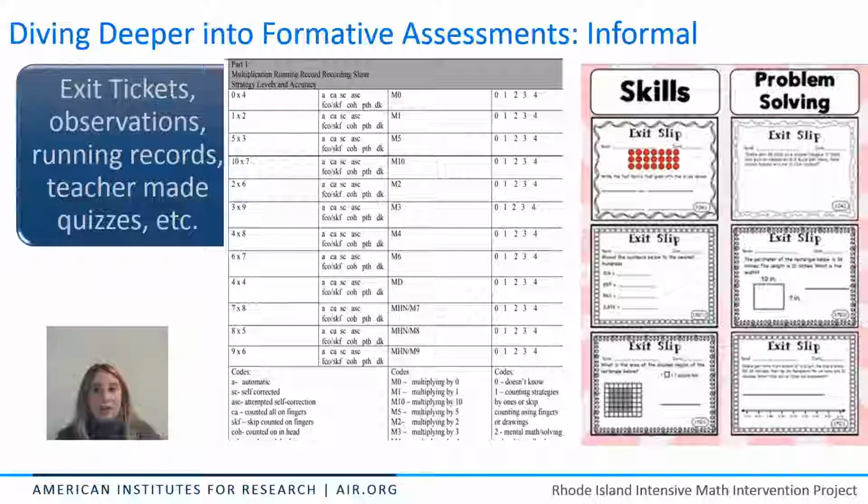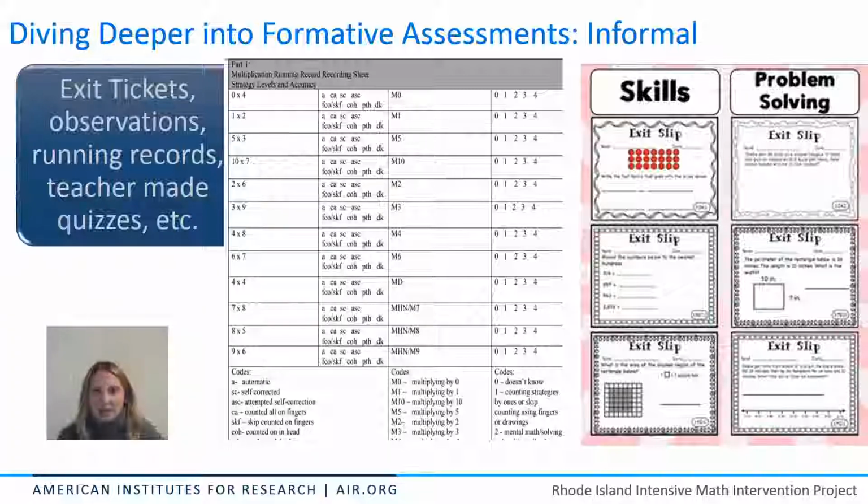In the first example of a multiplication running record, the teacher can really dig into what the student knows and what the student may not know. Do they have strategies to solve these problems? Can they immediately recall with fluency these multiplication facts, or are there specific ones that they struggle with? Are they continuously counting on their fingers and counting up, or do they have other strategies that they use?